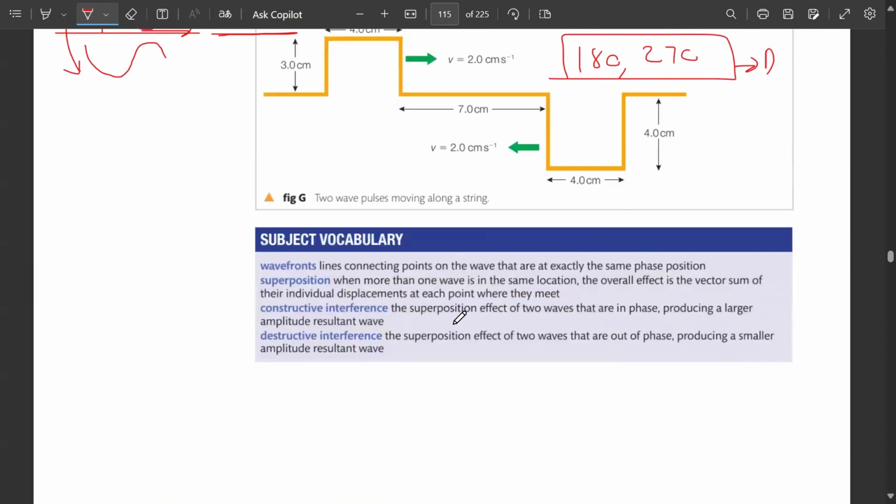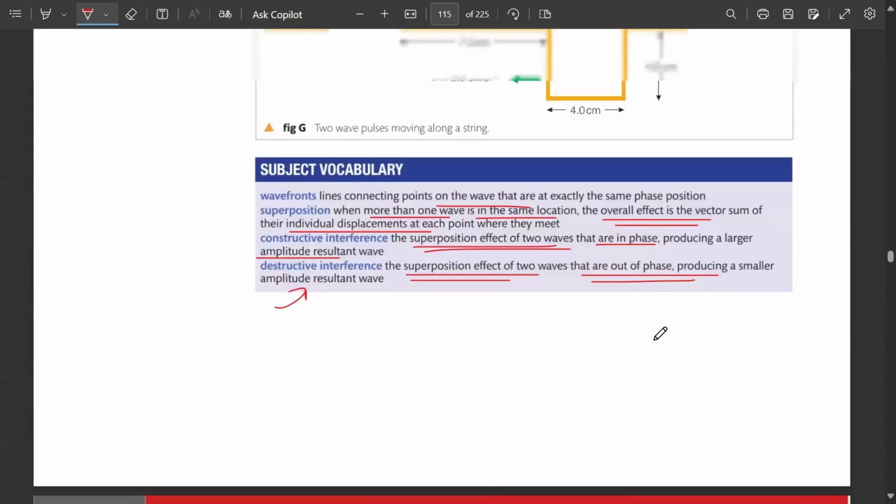Got it? Wavefronts are lines connecting points on the wave that are exactly at the same phase position. Superposition is when more than one wave is in the same location. The overall effect is the vector sum of their individual displacements. Constructive interference is the superposition effect of the two waves that are in phase, producing a larger amplitude resultant wave. And destructive interference is the superposition effect of the two waves that are out of phase, producing a smaller amplitude resultant wave.